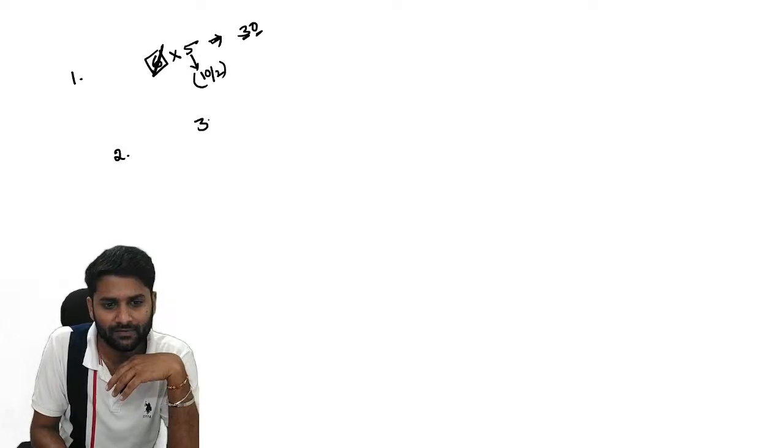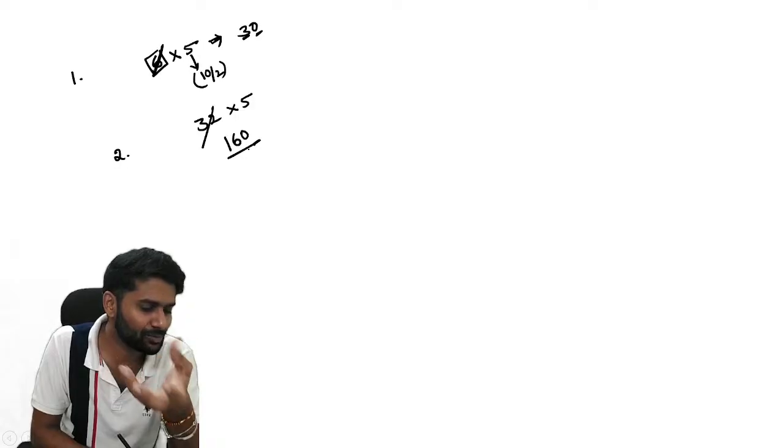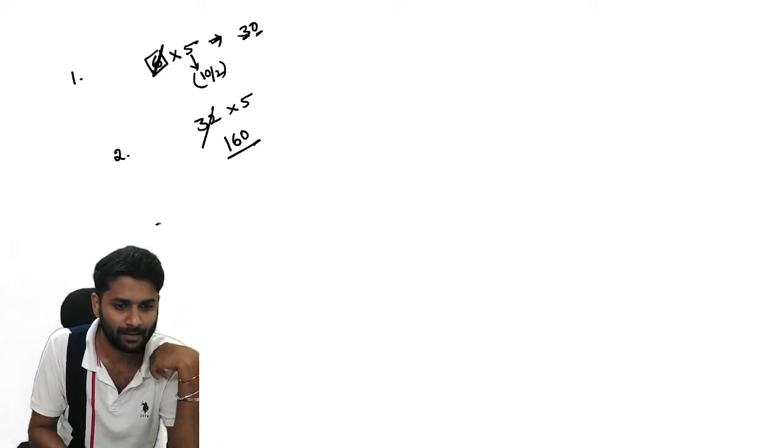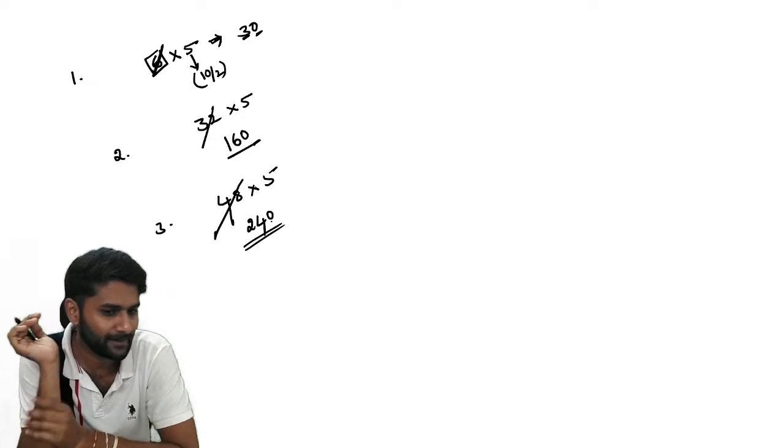Don't worry. If 32 is multiplied with a 5, I told you, make it half. Half is 16, multiplied by 10, then it becomes 160. It means multiply by 10 to get 160. If 48 is multiplied with a 5, I told you, make it half. 24 into 10, then the result is 240. Is it clear?